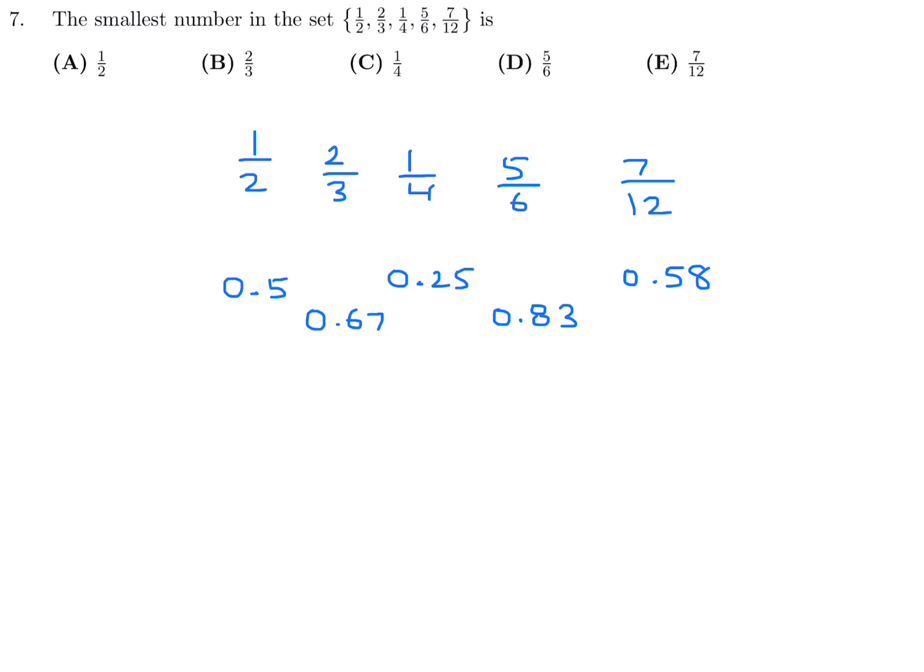It's obvious when you put it in decimal form that the smallest is this one right here. Another way of doing this question very quickly is noticing that all of these other ones are either a half or greater than a half. This is the only one that's actually less than a half. So number 7, either way, is C.